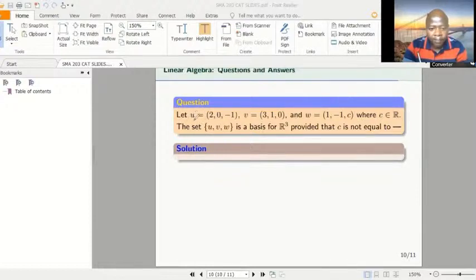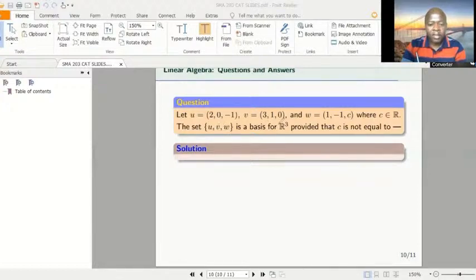We've been told that we have 3 vectors here, and we are asked to find the value of c. What should c not be equal to if these 3 vectors were to form a basis of R3? So again, we just need to remember the definition of basis. The vectors will form a basis of R3 if, 1, they are linearly independent, and 2, they span R3.